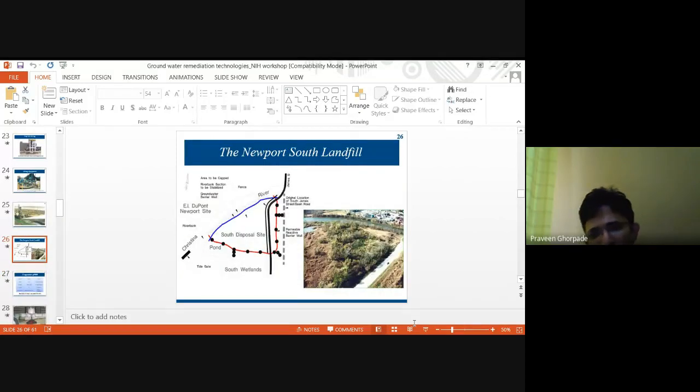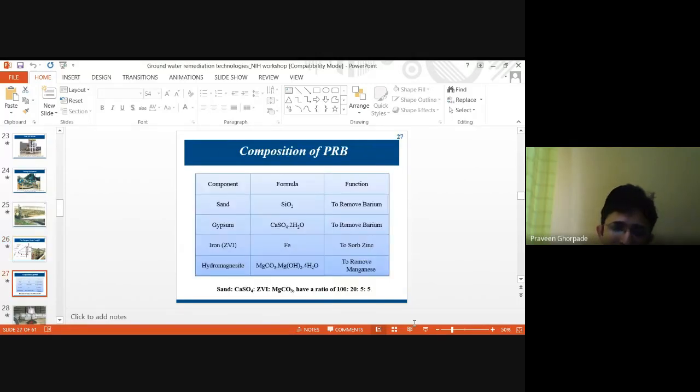Now, this is a case study I have put here. Newport South landfill, basically US-based systems and other places are using this. So for the composition of PRB, you can look into this: the components are sand and gypsum. Gypsum is calcium sulfate, then iron, and then hydromagnesite is there. So there is a combination of calcium, magnesium, iron, and silica. In this, everything has its own role.